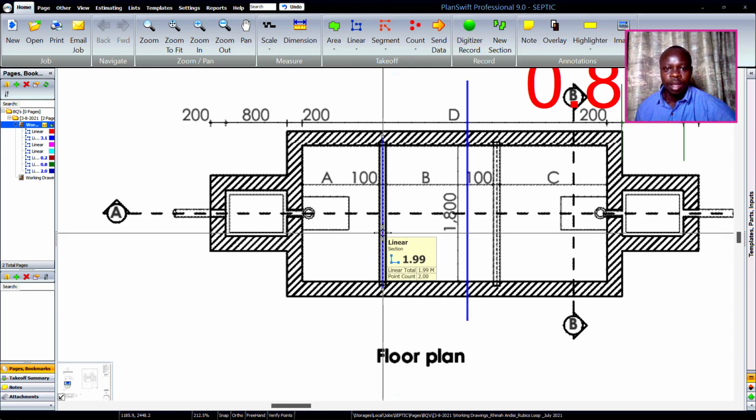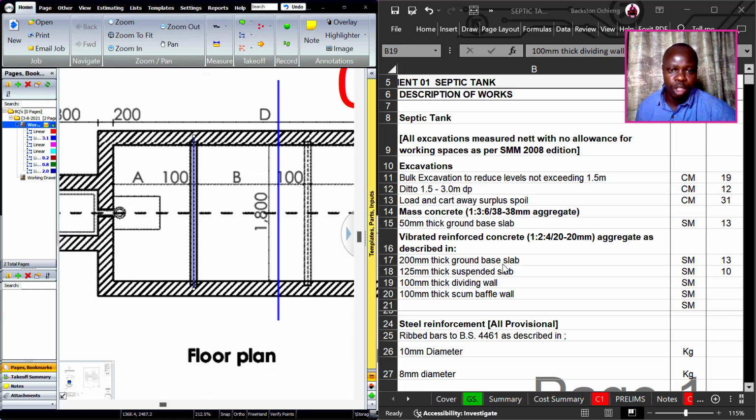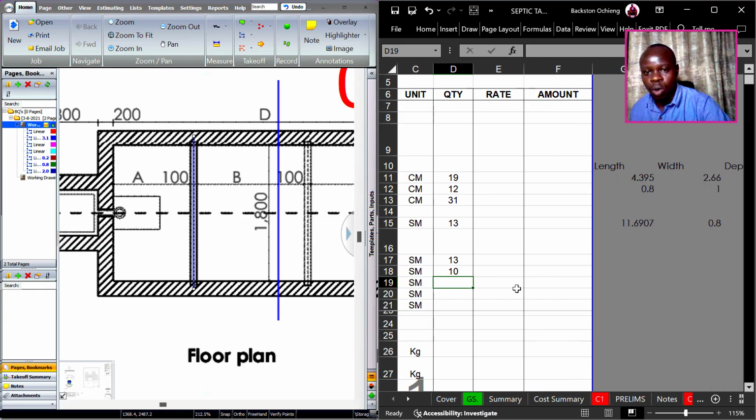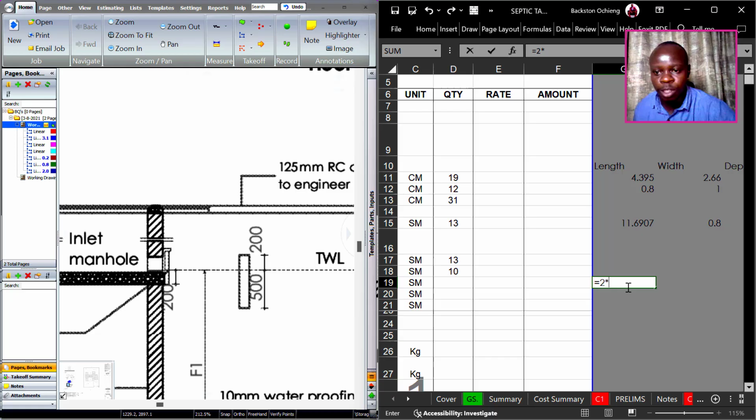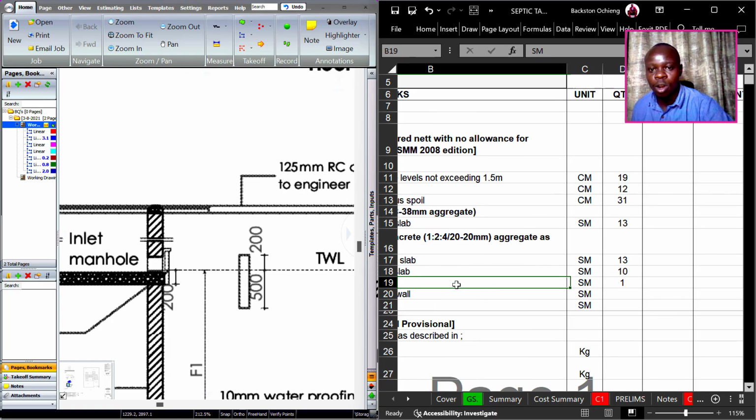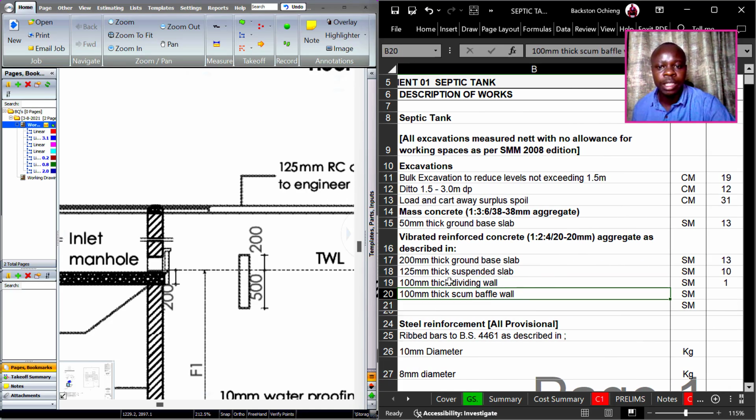Then you just move your cursor around and you have that linear dimension reading. So you can see 1.99. Let's take that to be 2 meters. The unit of measurement is square meters, so what I'll have is 2 meters for the length, and then what do you have for the height? Height is 0.5 meters. So that gives us 1 square meter for the scum baffle wall.